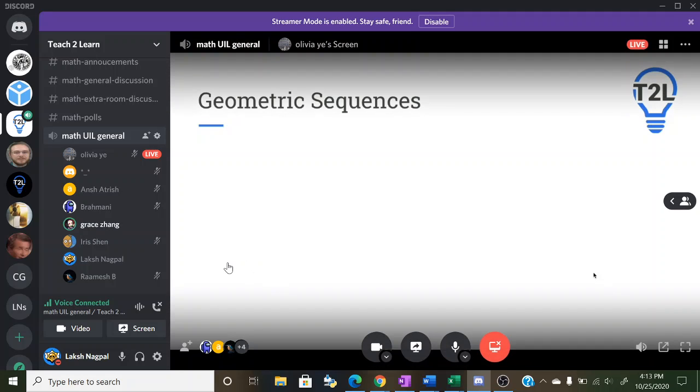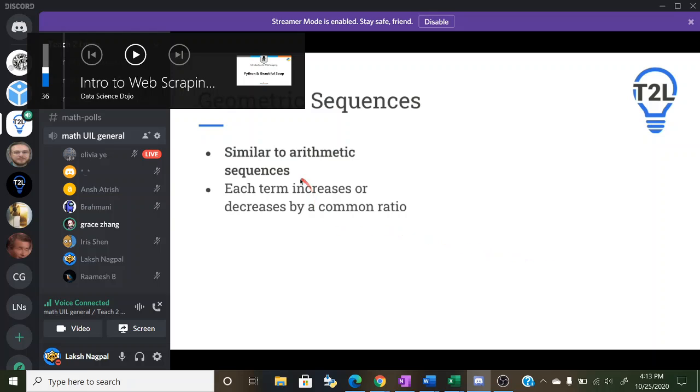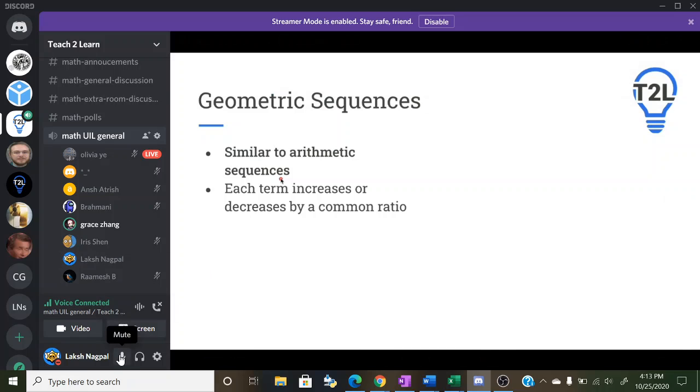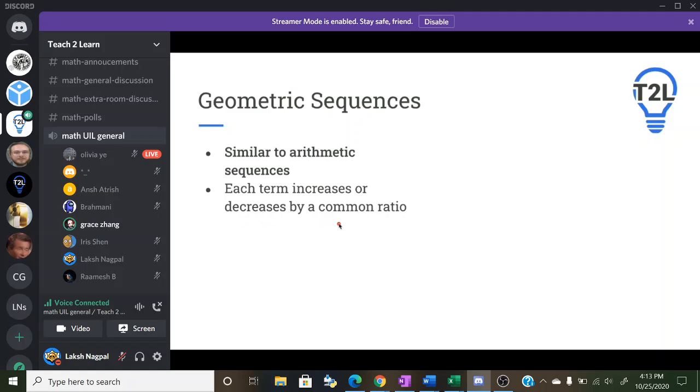The next thing we're going to talk about is geometric sequences, and these are similar to arithmetic sequences. Instead of adding or subtracting to increase the value, you multiply, and each term increases or decreases by a common ratio. The ratios can be any rational number, so as long as it can be expressed as a fraction, it can be a common ratio.